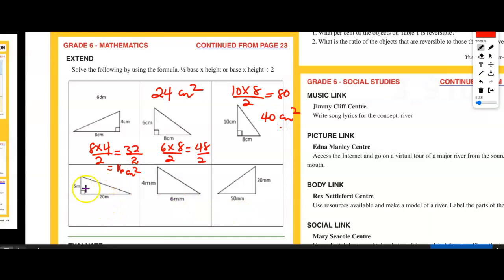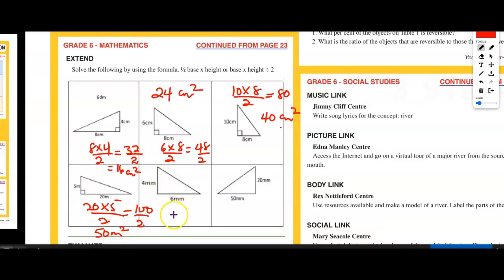Let's go with 20 by 5. So 20 by 5, all over 2. Base times height divided by 2. And this would be 100 divided by 2. So this would be 50. Well, this is not centimeters, this is meters. So let's go back. So this would be square meters, 50 square meters.